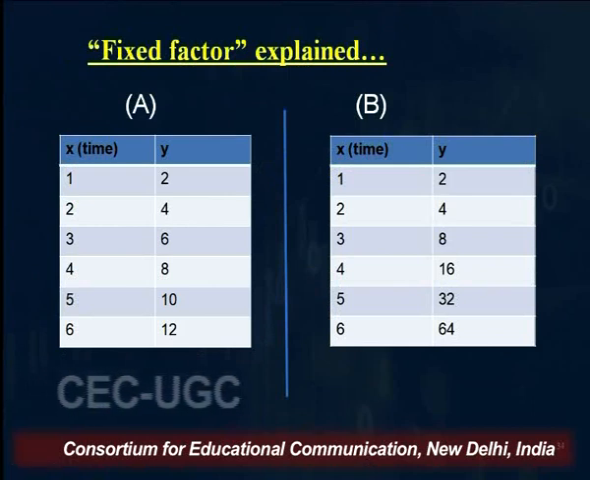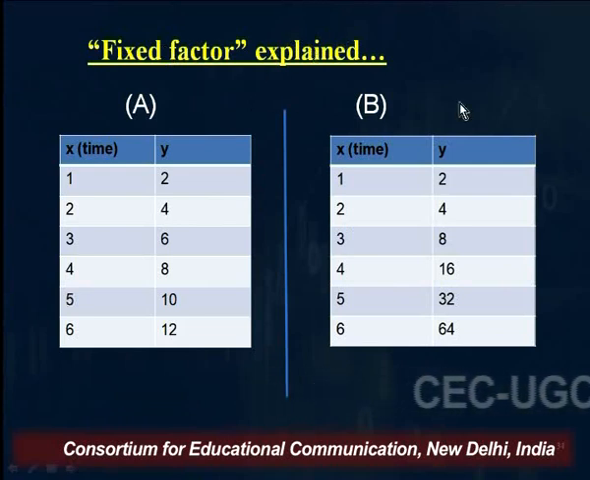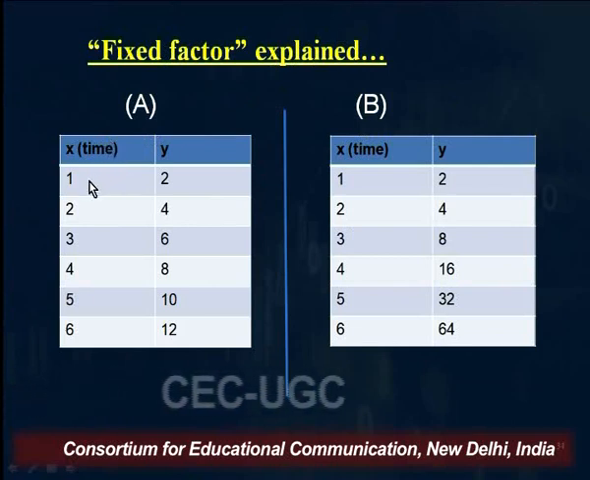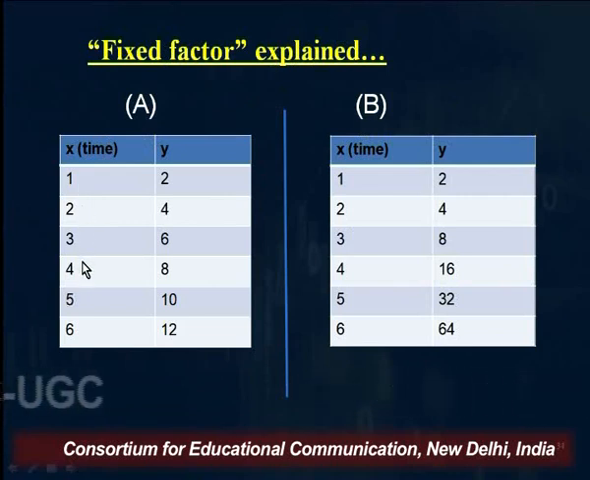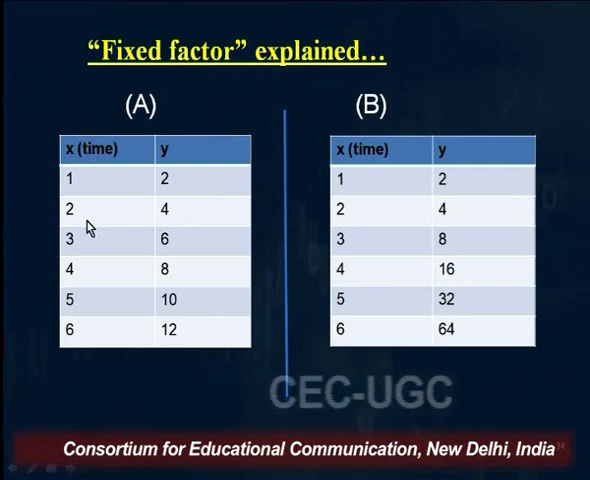Here I'm giving you two scenarios, which I'm calling A and B. In both these scenarios, the variable x, which you can take as time, changes in the same way. So you are moving from x equal to 1, 2, 3, it changes by 1 unit, right? So you can think of these as days. So day 1, day 2, day 3.